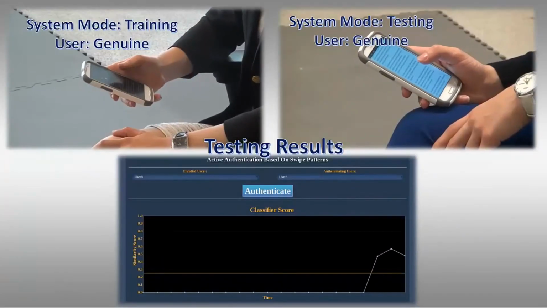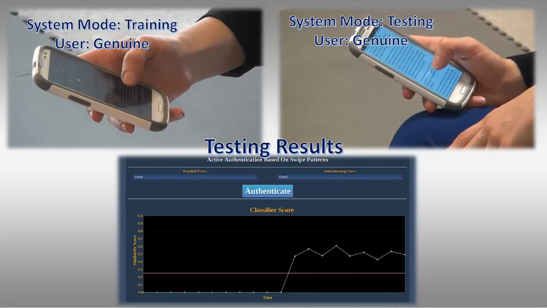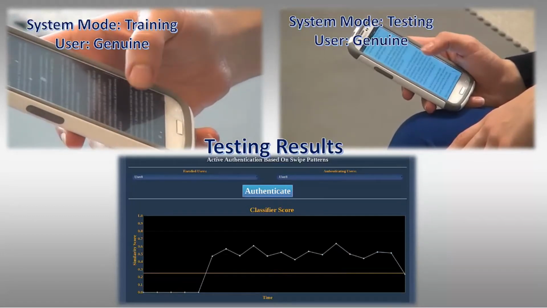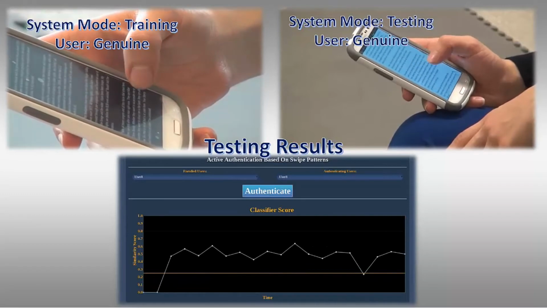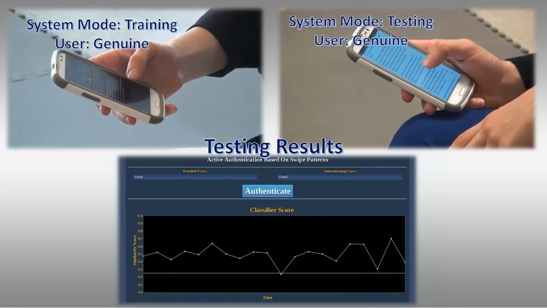In the top left screen, the user is swiping on the phone while she reads. The active authentication application on the phone is operating in training mode, meaning that the user's swiping pattern is being stored as a reference template against which future authentication decisions will be made.